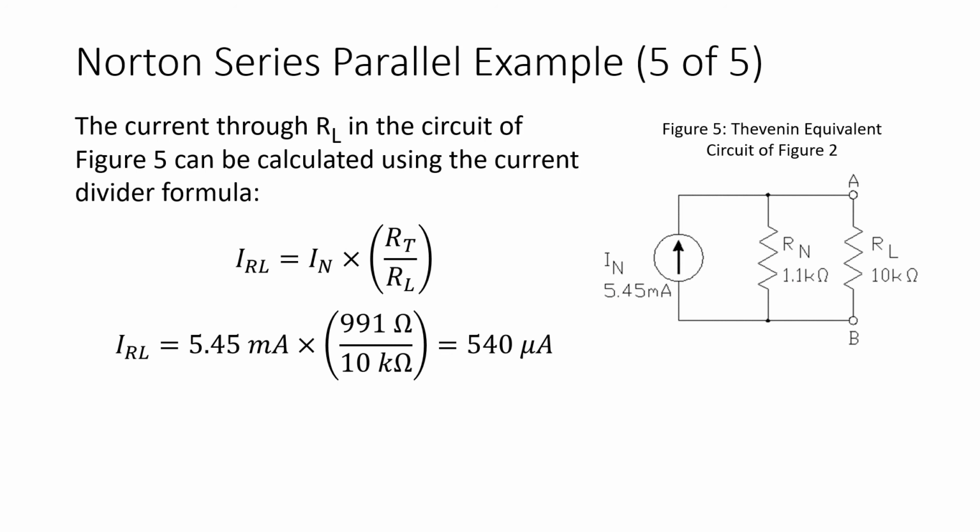Generally speaking, we use the Norton equivalent circuit when we're concerned about the current that's going to flow through some component or group of components connected between terminals A and B. And we'll use the Thevenin equivalent circuit when we're concerned about the voltage across a component or components connected across terminals A and B.